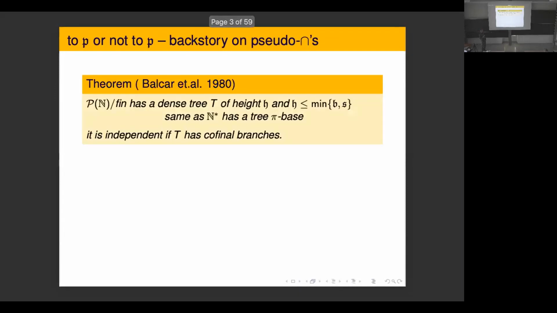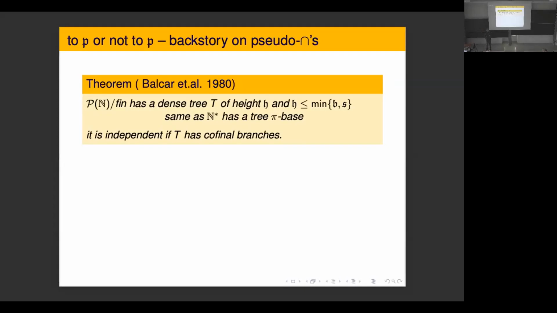All right, so it's already been mentioned by Marlena, the Balcar-Simon-Pelant beautiful theorem, 1980. I didn't yet have a PhD at that time, got it that year. So that the power set of omega mod fin has what I think of, they didn't say it this way, they said base matrix, a dense tree of height h, and they showed that the cardinal invariant h, the distributivity number, is bounded above by the minimum of b and s.